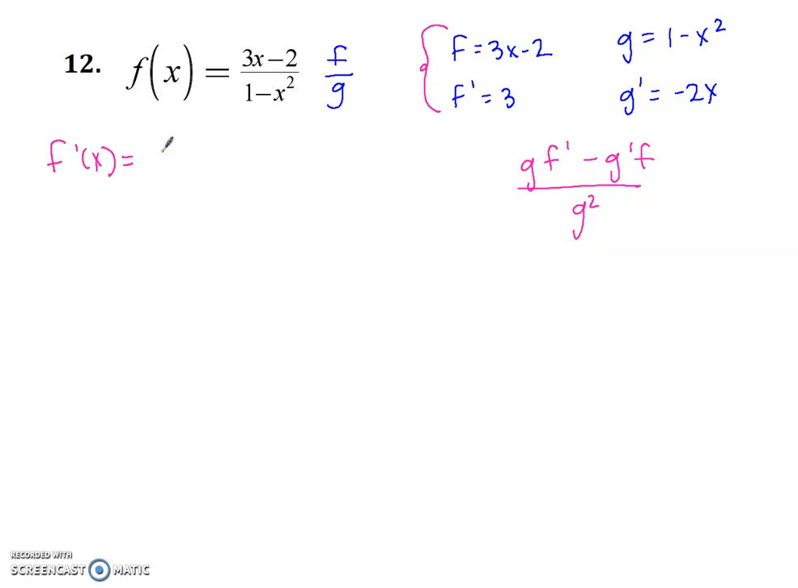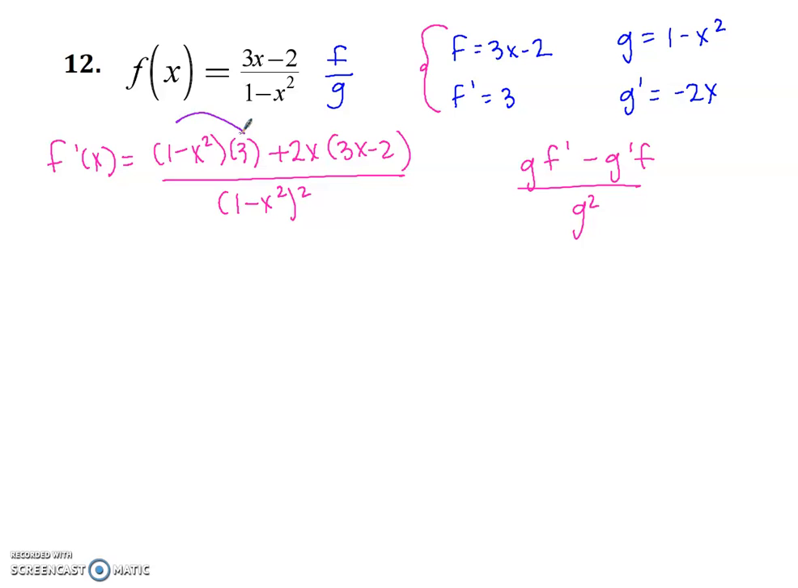So for this derivative, we'll have 1 minus x squared. So that's G times F prime, so times 3, minus G prime is -2, so that'll end up being a plus 2x times F all over 1 minus x squared squared. And then you do not need to multiply the denominator out. But on the top, you need to distribute and combine like terms.